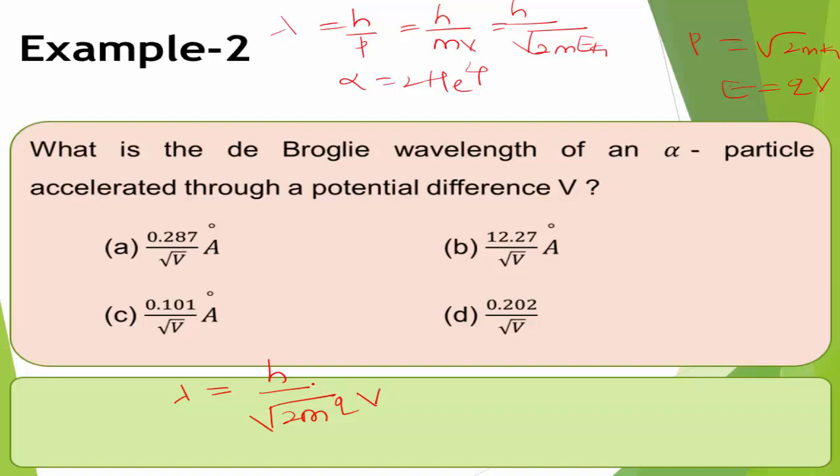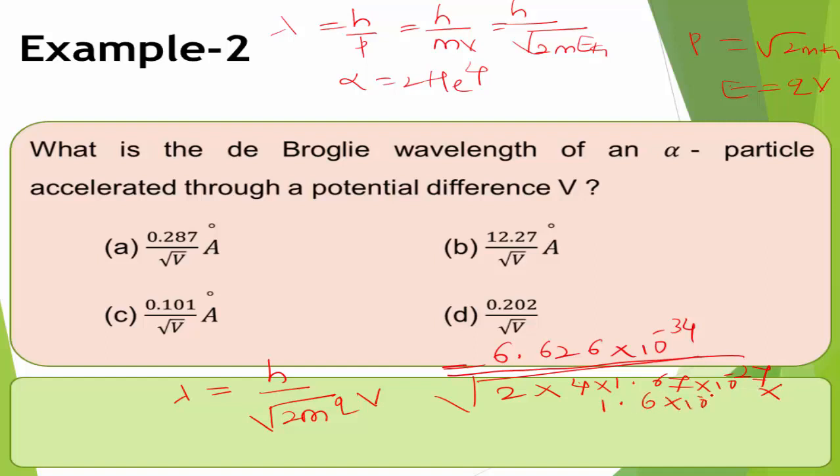You know the value of Planck's constant, 6.626 into 10 to the power of minus 34, divided by root of 2 into the mass of the alpha particle. Here how to find the mass of the alpha particle? The alpha particle has mass 4 into, converting it into kg, 1.67 into 10 to the power of minus 27, into charge 1.6 into 10 to the power of minus 19 into v.